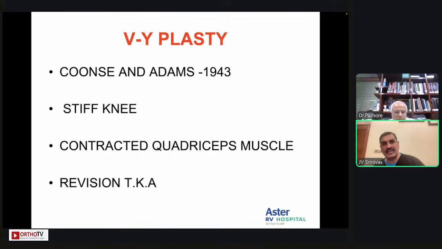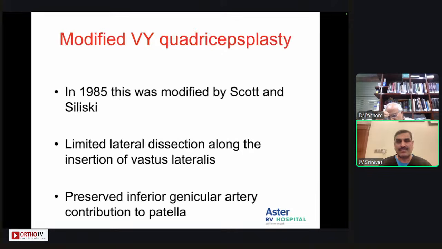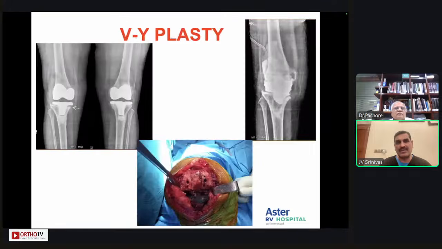I can tell you that in my experience, we have done so many VY-plasties. It is a fantastic approach, especially if you get a stiff knee and a revision knee situation. VY-plasty is a fantastic approach. And we have a small modification also. Inferiorly, we try to protect the genicular artery, which supplies the blood supply to the patella.